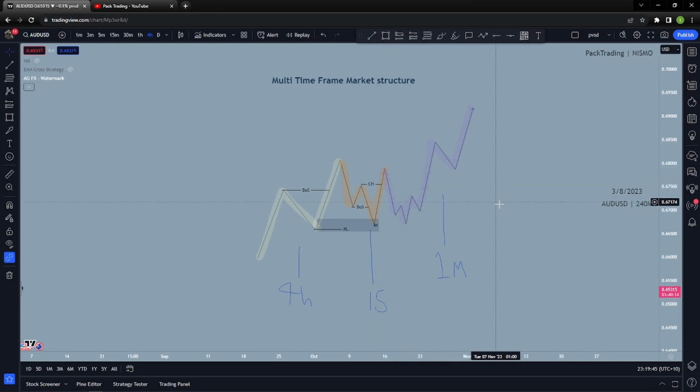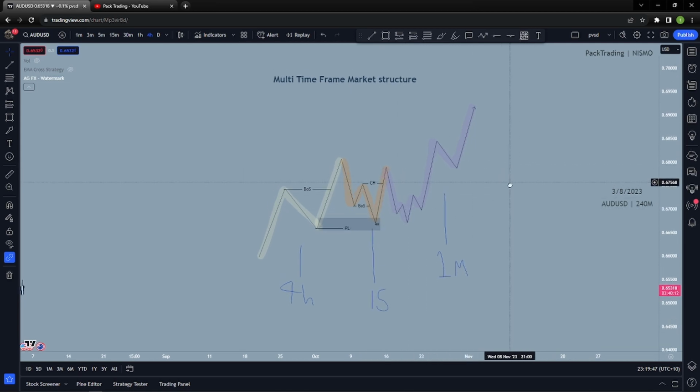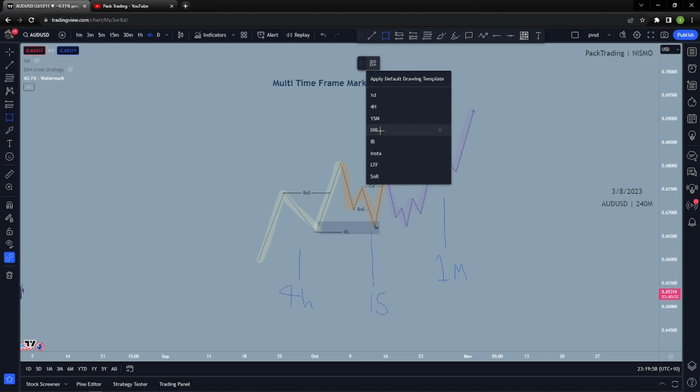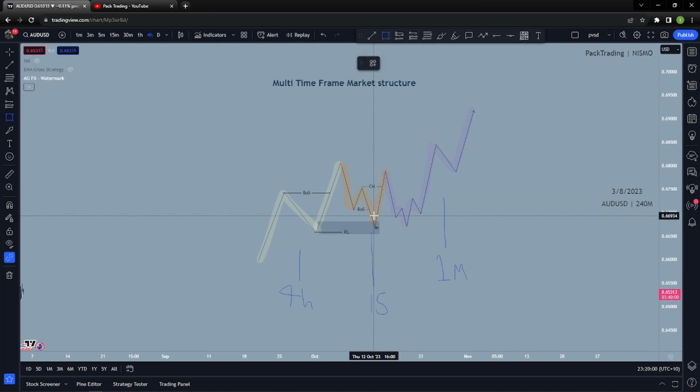When do we know when the pullback's going to happen? We hop on the lower time frame, for example 1 minute, and we see a 1 minute internal choch telling us that the pullback's about to happen. So now we have a 15-minute demand already marked out right here, and we wait for it to be tapped into. Let's just say it's over here.